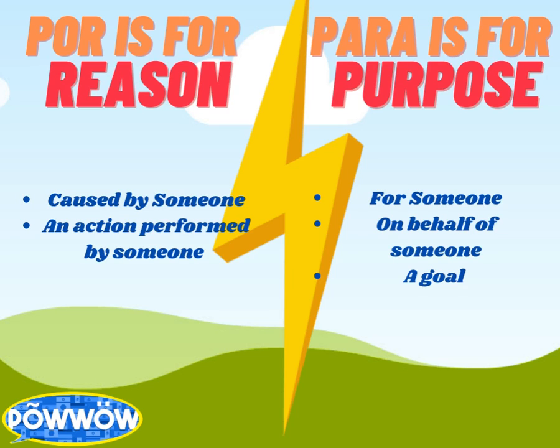So por is for reason and para is for purpose. So I'll explain that. So por being used for a reason. So you would use por when things are caused by someone or an action is performed by someone or something. For example, the book was written by Tom Clancy. El libro fue escrito por Tom Clancy. That is an action that's being performed by someone. Now, an action that is caused by someone.